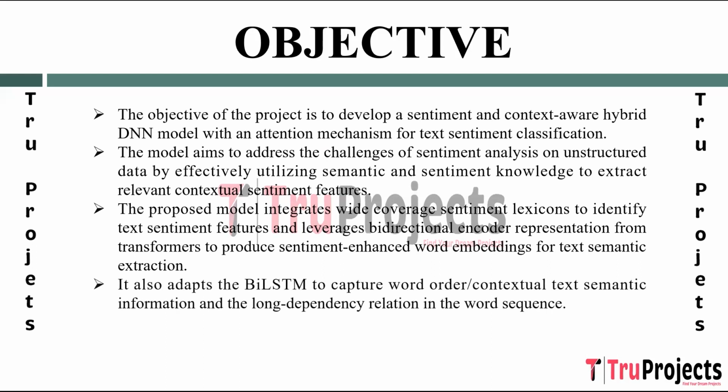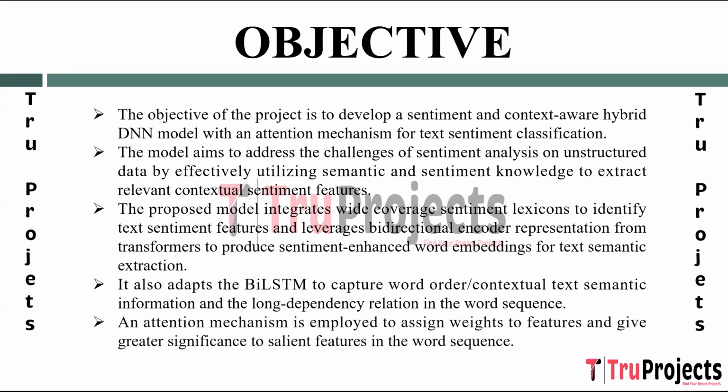Furthermore, the model adapts a bidirectional long short-term memory (BiLSTM) architecture, a type of recurrent neural network, to effectively capture both the word order and contextual semantic information present in the input text. This allows the model to capture long dependency relations within the word sequence, which is crucial for understanding the sentiment expressed in complex textual data.